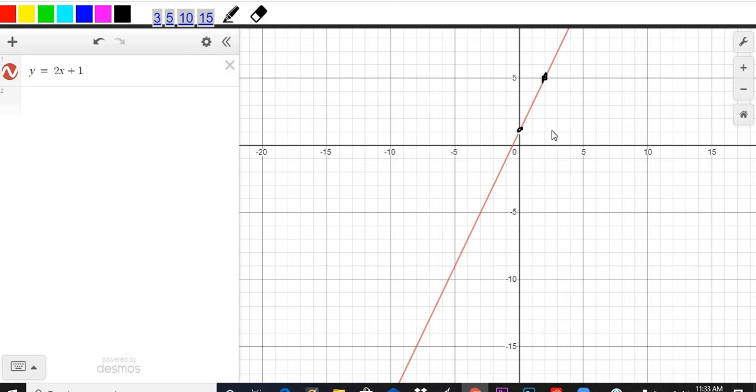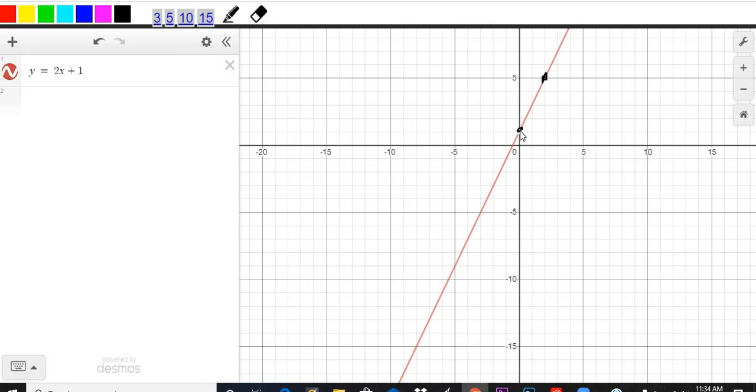To find the slope by just looking at the graph, you do rise over run. When you're rising, you go up first, and then you run, which means you go this way. Rise can be up or down, and run can be left or right. So we're going to go from this point to this point.